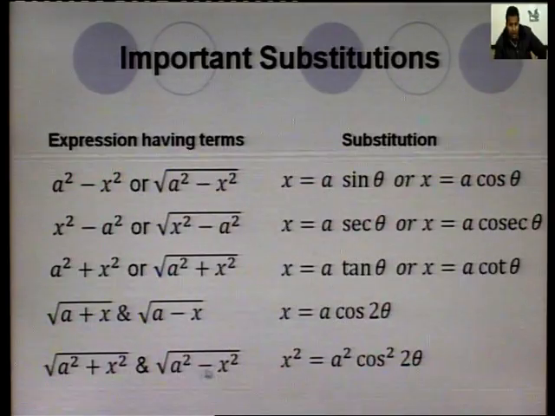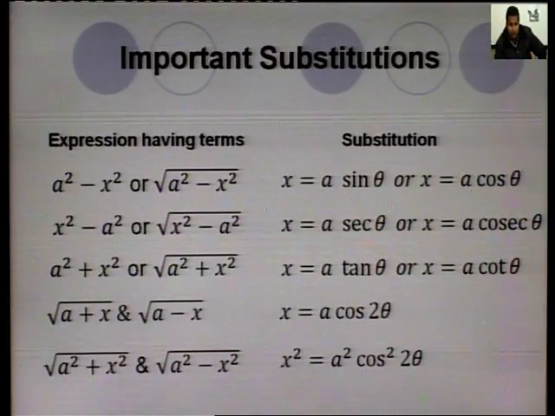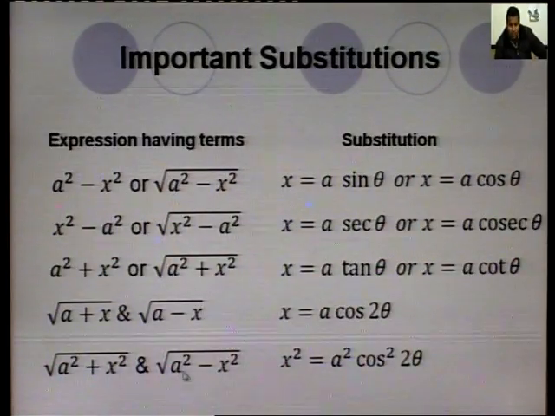If only one term, a square minus x square, is involved, then we put x equal to a sin theta or x equal to a cos theta. If only a square plus x square is involved, then we put x equal to a tan theta or x equal to a cot theta. If both terms are involved, then we put x square equal to a square cos 2 theta.